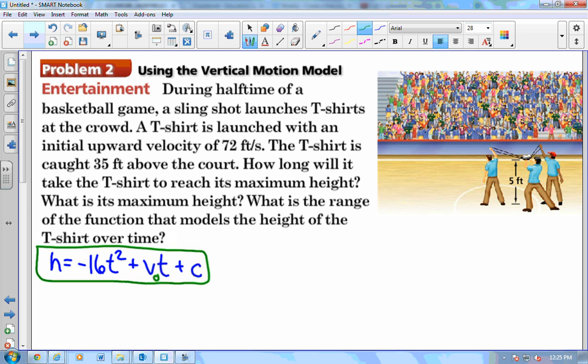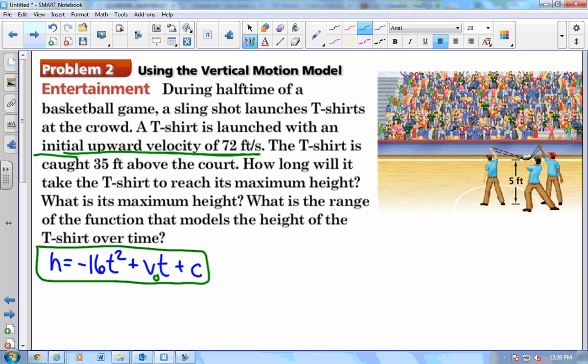Yep, initial what? 72. Per second. Yep, we need that. Initial upward velocity of 72 feet per second. Okay? The t-shirt is caught 35 feet above the court. How long will it take the t-shirt to reach its maximum height?